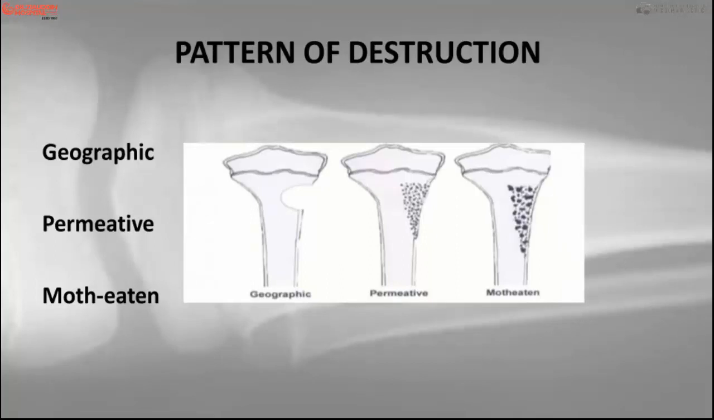So these are usually seen in benign tumors. Then we see the permeative and the moth-eaten patterns. So the bone has less time to react, and the bone is eaten up before there is time to repair, and these lesions are seen in aggressive tumors like osteogenic or Ewing sarcoma.